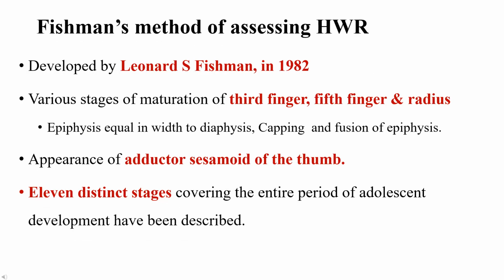Fishman's method was developed by Leonard S. Fishman in 1982. Fishman focused on the developmental stages of key anatomical features like the phalanges, the finger bones, the radius, and the adductor sesamoid bone, and gave 11 stages, which correspond to distinct milestones in bone development during a patient's growth. These stages provided a reliable indicator of skeletal growth, with emphasis on maxilla and mandible.